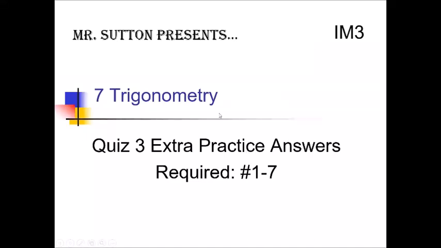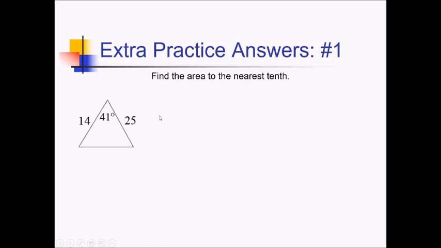I've got the IM3 Chapter 7 Quiz 3 Extra Practice Solutions here on Advanced Triangle Trigonometry. On this problem, I'm trying to find the area of this triangle to the nearest tenth. Since I've got a side, another side, and the angle between them, and it's not a right triangle as far as I know, I'm going to go ahead and use the half-sine formula.